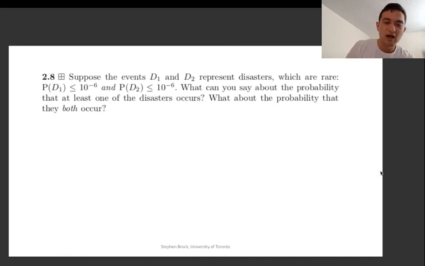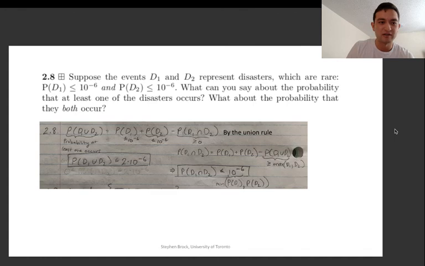So we're not given a lot of information, but let's see what we can extract. So the probability of D1 union D2, well, we can use the union rule, and that will let us use some of the information provided in the question, right? So probability of D1, probability of D2.